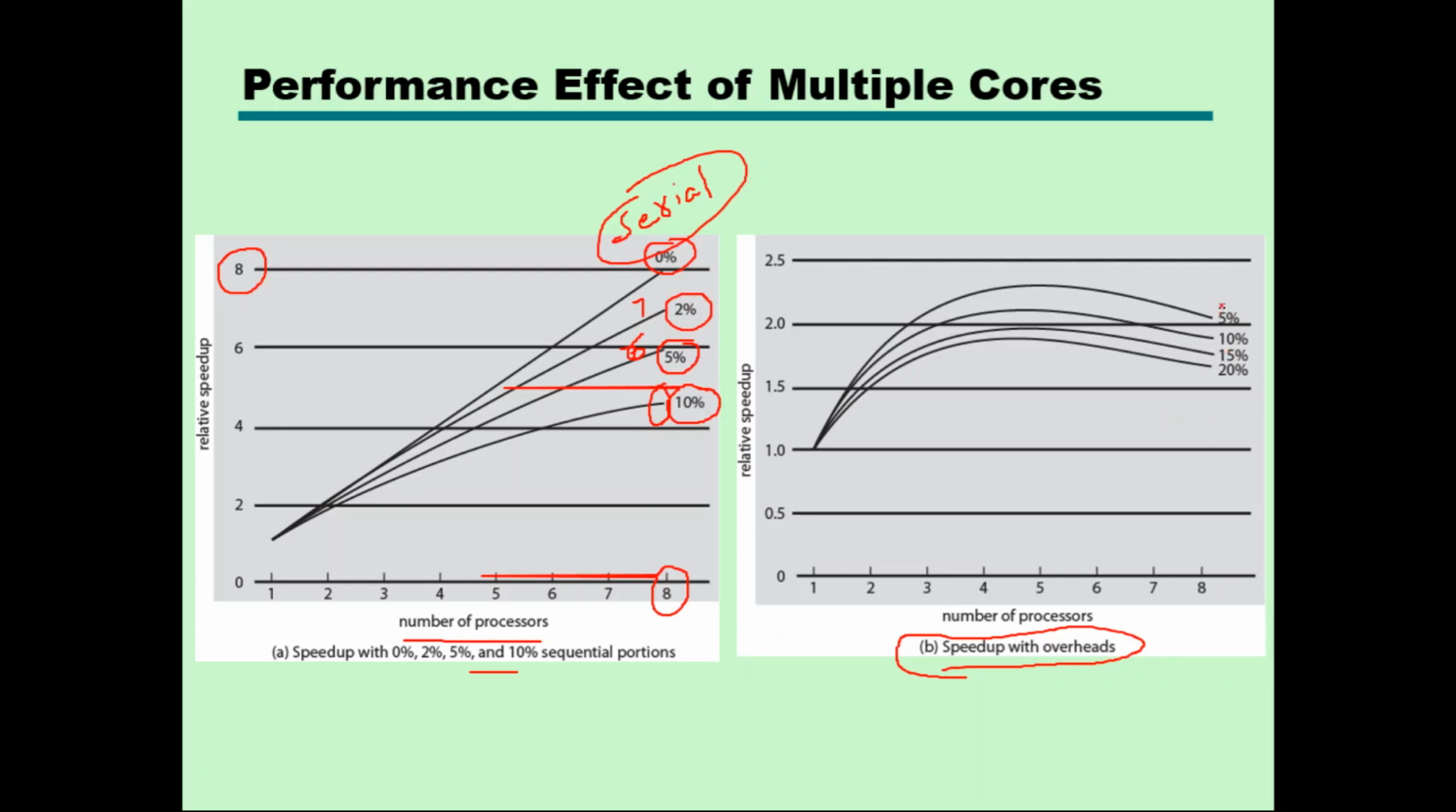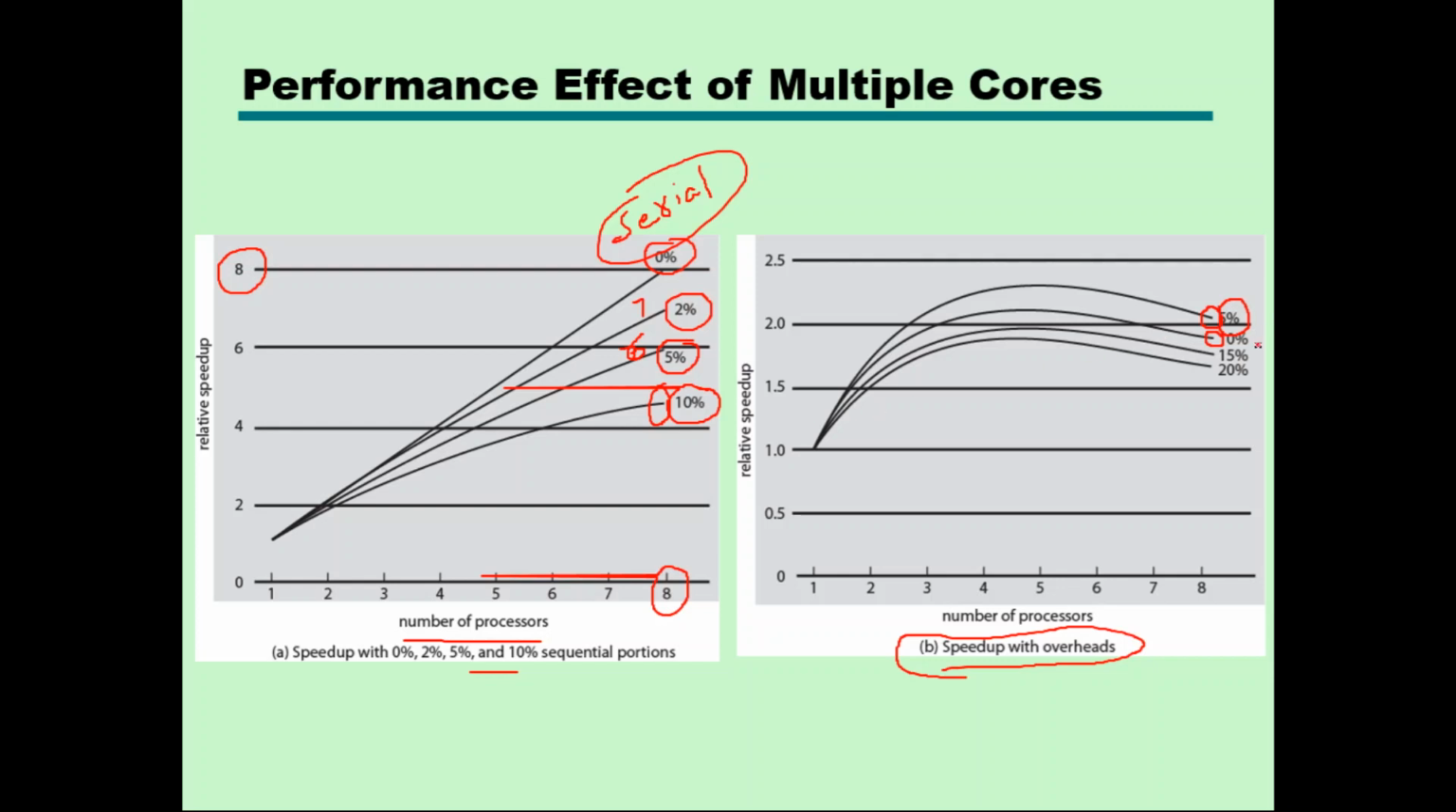When 5% of the code is to be executed serially, the performance gain is slightly greater than 2 times. Here, without overhead, the performance gain is 6 times, but when overhead is added, it becomes only 2 times. When 10% of the code is to be executed serially, the performance gain is less than 2 times. It is only about 1.8 times, but previously it was 4.7 times.